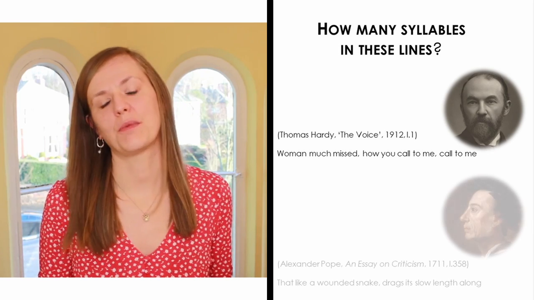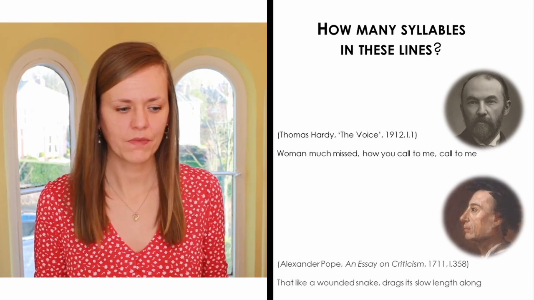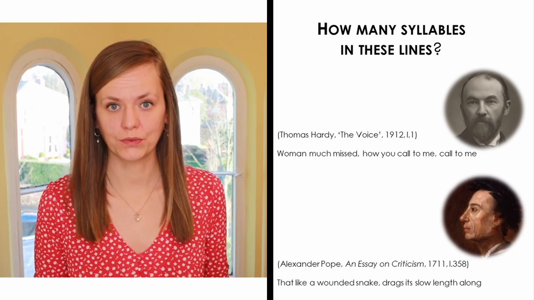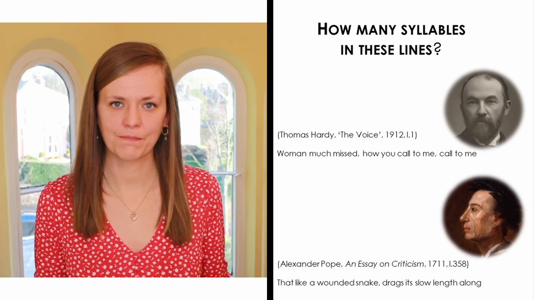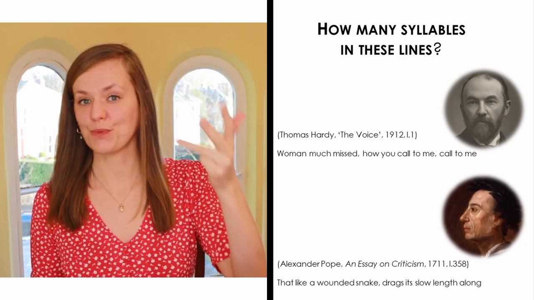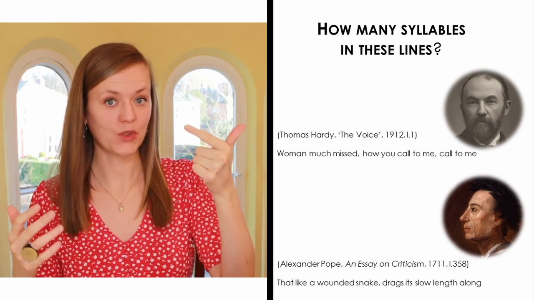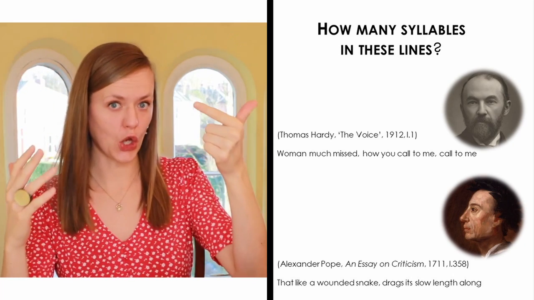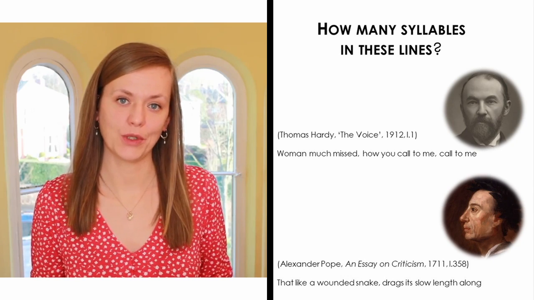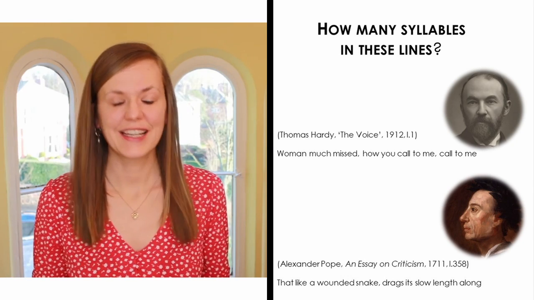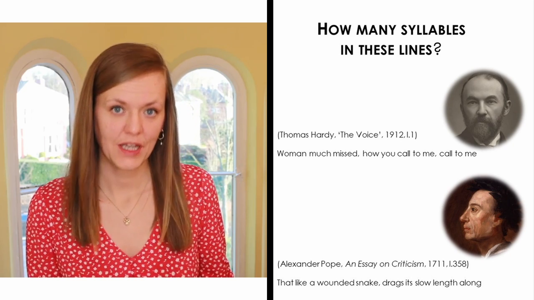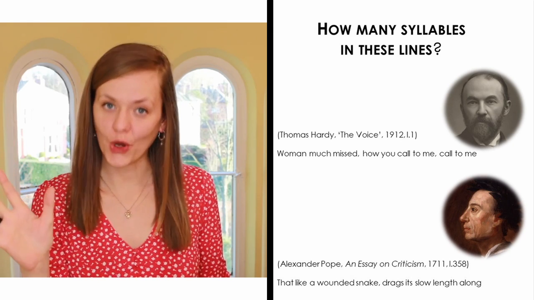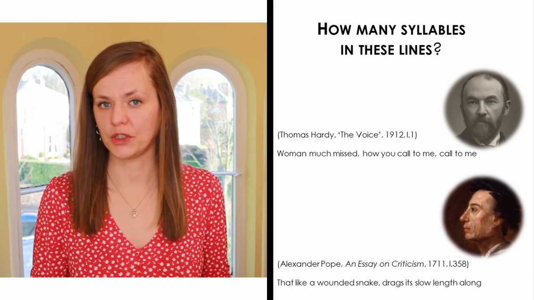Another example is from Alexander Pope, from An Essay on Criticism, 1711: "That like a wounded snake drags its slow length along." How many syllables are there in those two lines? Well, "Woman much missed, how you call to me," 12. And Pope, "That like a wounded snake drags its slow length along." So both have 12 syllables in the line overall, but they are not the same in terms of rhythm, in terms of the syllabic categorization that we're looking for, because they have different metrical feet.